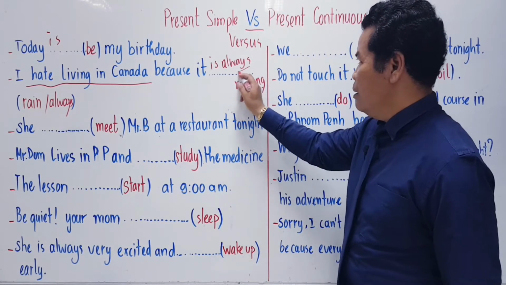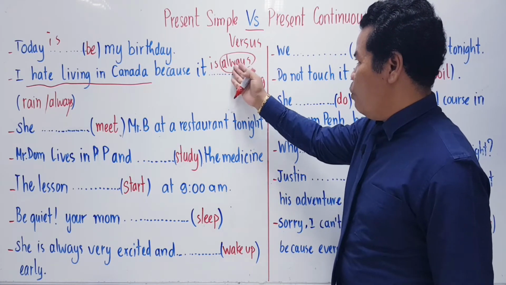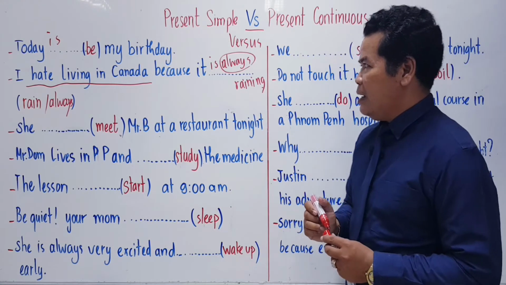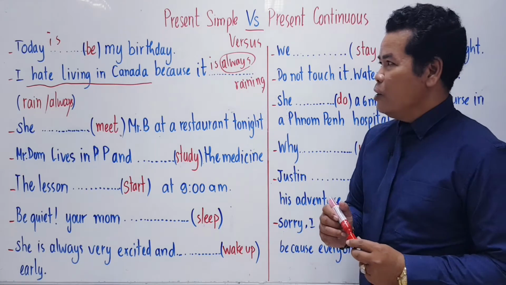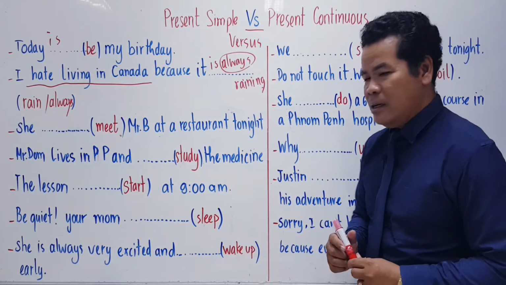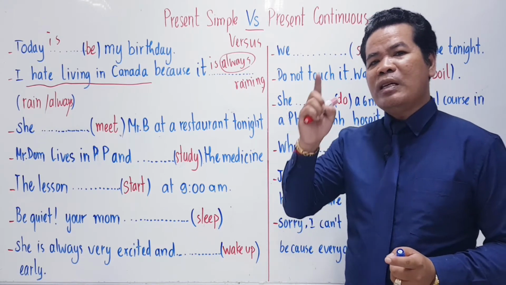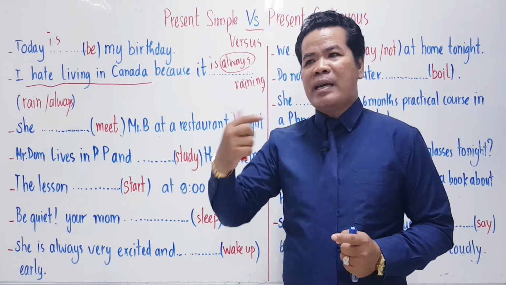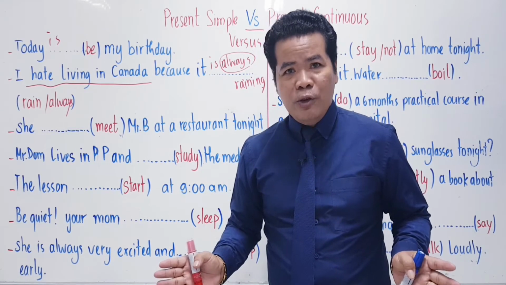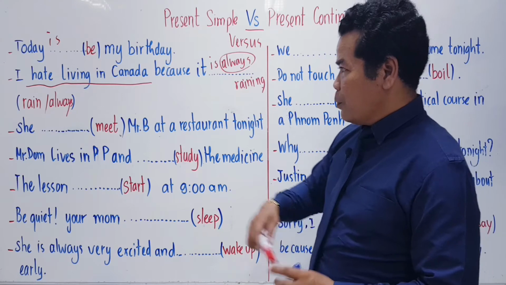So always must be in the middle, okay? Must be in the middle. Is, and always, and a verb plus ing. So we have I hate living in Canada because it is always raining. You cannot say I hate living in Canada because it rains. It always rains. No. The reason is we talk about the irritation. It happened again and again, again and again, but you don't like it. Do you understand? Right? Let's go to the third example.